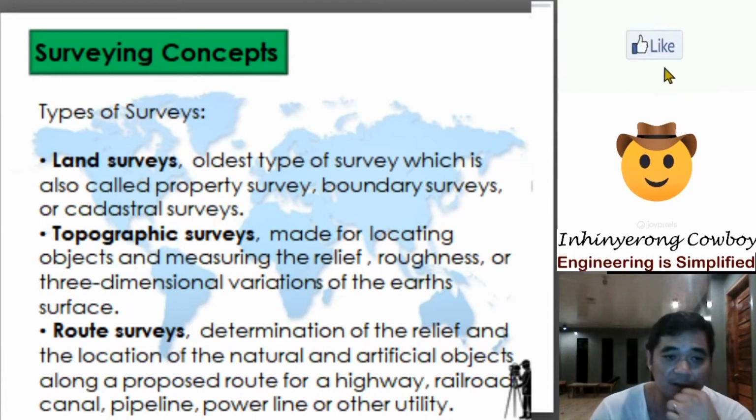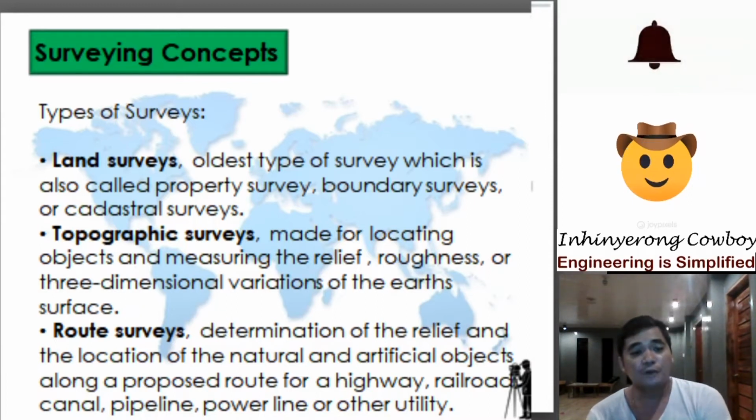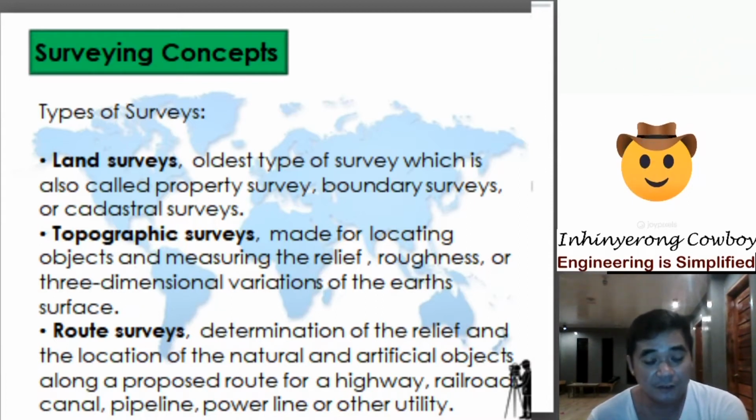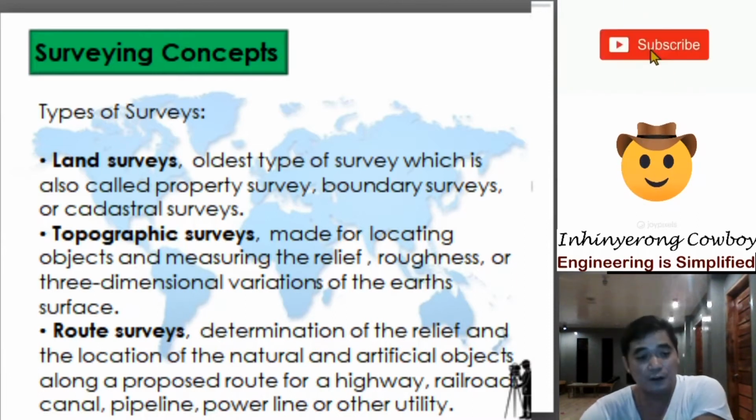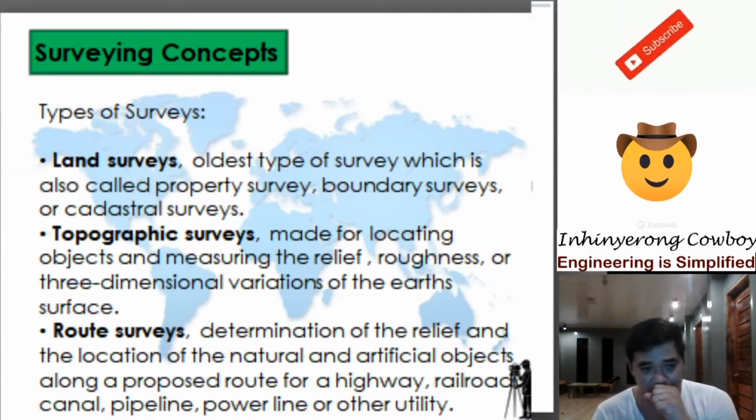Okay, so number 1 is the land surveys, the oldest type of survey, which is also called property survey, boundary survey, or cadastral survey. Number 2 is the topographic survey, made for locating objects and measuring the relief, roughness, or three-dimensional variations of the Earth's surface. Then the next one is the route surveys, the determination of the relief and the location of the natural and artificial objects along a proposed route for a highway, railroad, canal, pipeline, power line, or other utilities.